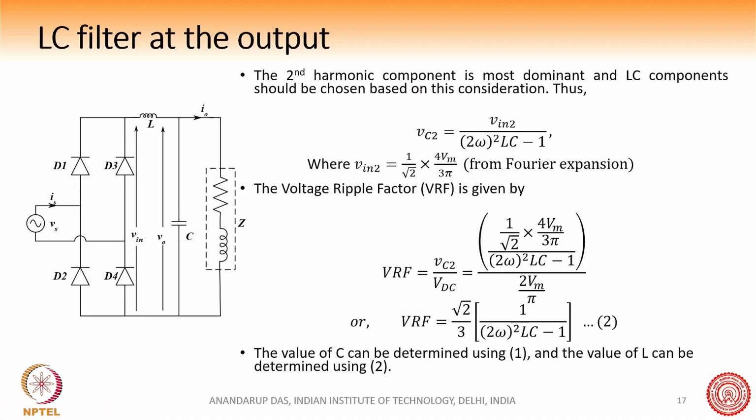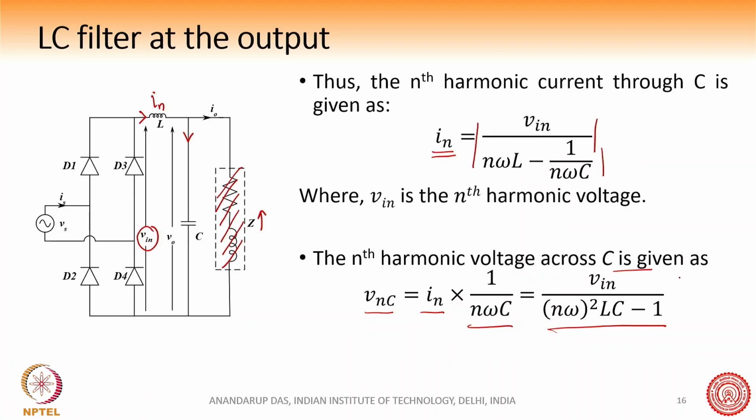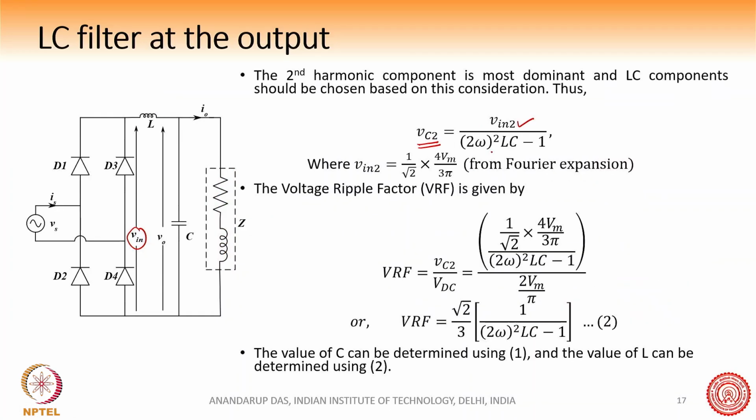For example, if you take the second harmonic component, if you consider that you are designing the LC components based on the second harmonic, then what is VC2? The second harmonic component of the capacitor voltage is Vin2, where Vin2 means the second harmonic component in the input voltage. So VC2 is Vin2 divided by 2 omega whole square LC minus 1, coming from the previous equation. From this equation, the next equation comes by putting n equal to 2.